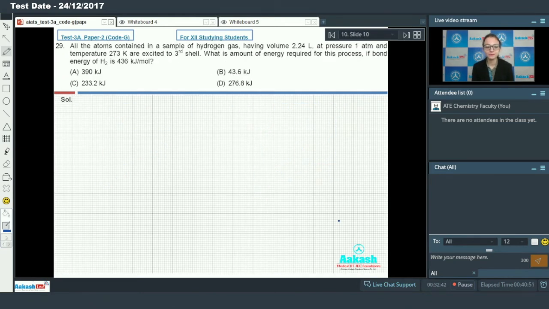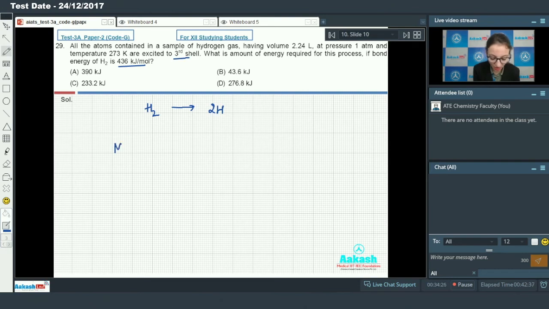Next, question number 29. All the atoms contained in a sample of hydrogen gas having volume 2.24 liter at pressure 1 atm and temperature 273 Kelvin are excited to third shell. What is the amount of energy required for this process? If bond energy of H2 is 436 kilojoule per mole. In this process, H2 molecule is first converted into atoms and the electron in these atoms are excited to third shell, and we need to find out the energy required for this process.